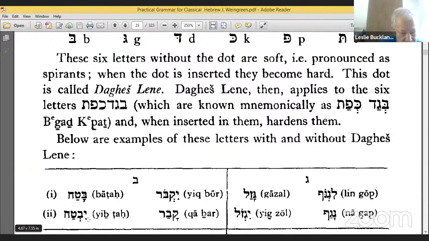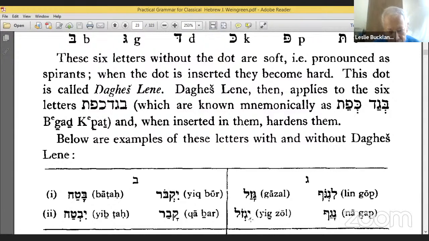So there is a hirik before the Vaith, and you don't put the Dagesh Lenny in it. There is a kames before the Vaith, you don't put the Dagesh Lenny in it. Let's go here also. Notice that Gimel has the Dagesh Lenny in it. It begins the word, it begins the syllable at the beginning. It also begins the syllable here of this word in the middle.